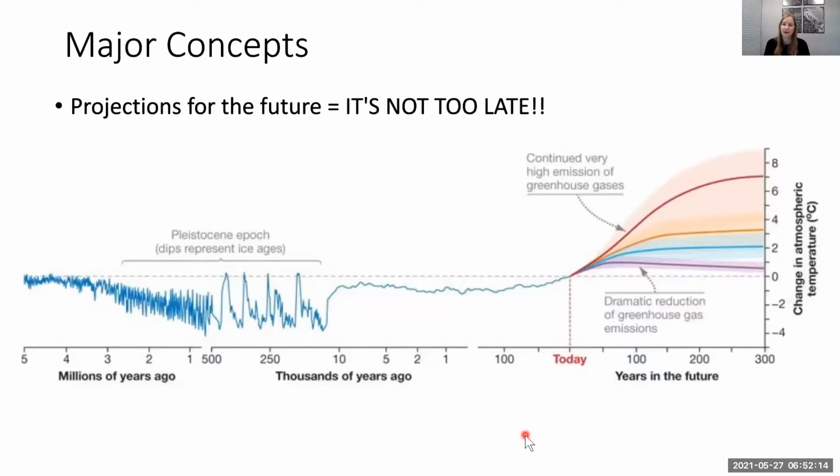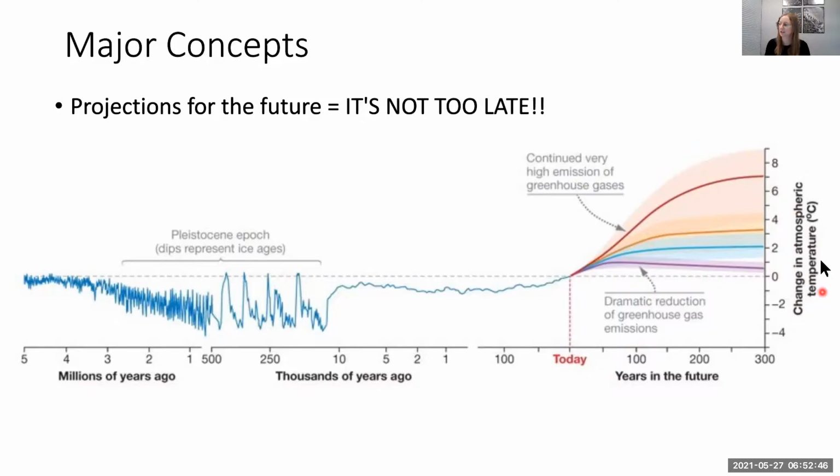Last, I have advice for the future and this slide, which is projections for the future. The major takeaway I want you to think about is it's not too late. Like, I know it's really easy to get discouraged and feel like everything is going horribly wrong, but we still can fix things. We still have power. We're not helpless. We can do something about this. So let's go through this graph. Here you have millions of years, then thousands of years, and then years into the future. So this is our timeline on the bottom. Then you have changes in atmospheric temperature.